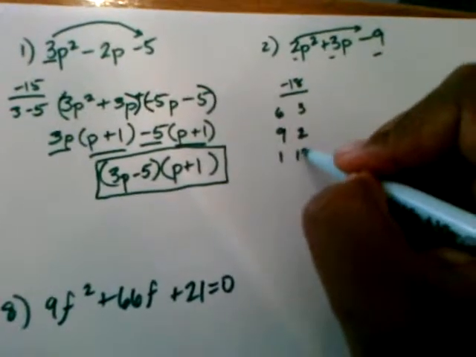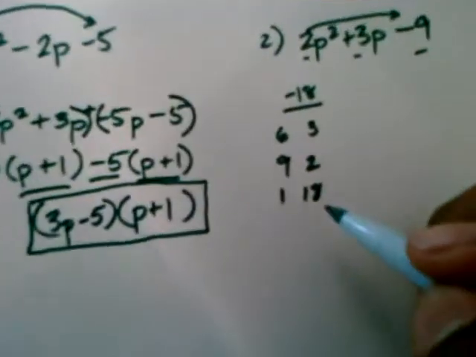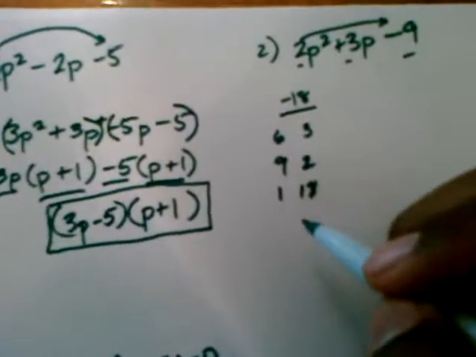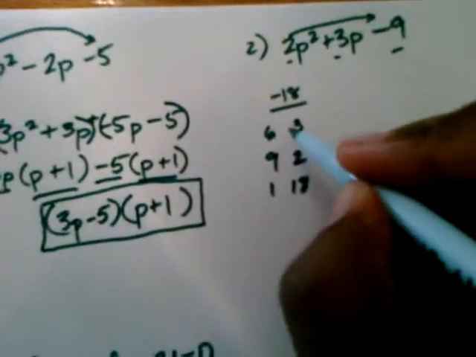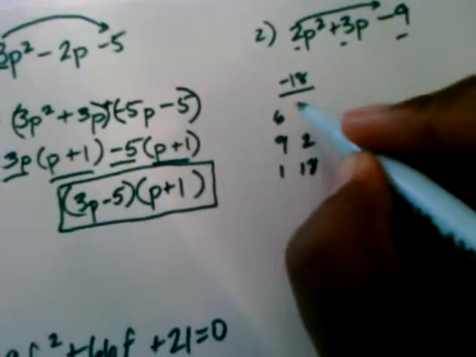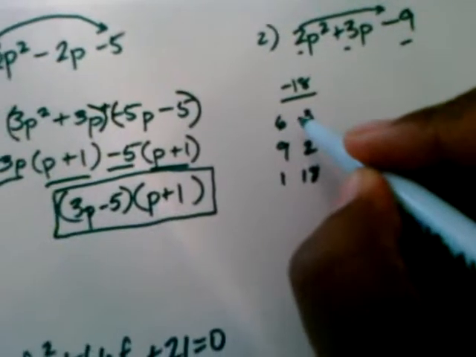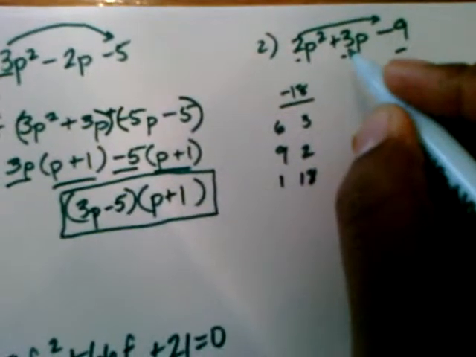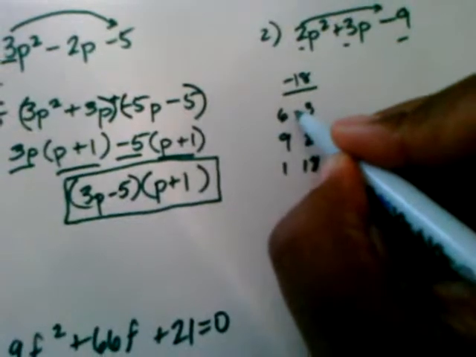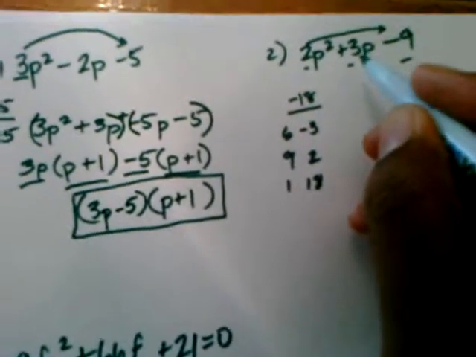1 times 18, and so forth. The number that's going to help me the most is 6 times 3. One of them needs to be negative. If I'm going to add them together, the one that would need to be negative to give me a positive 3 when I add them is the 3. 6 minus 3 is a positive 3.